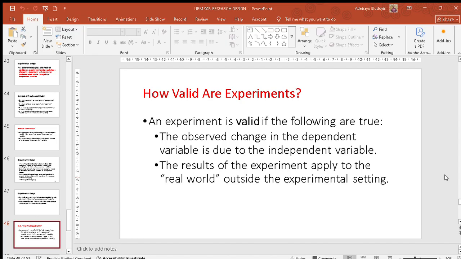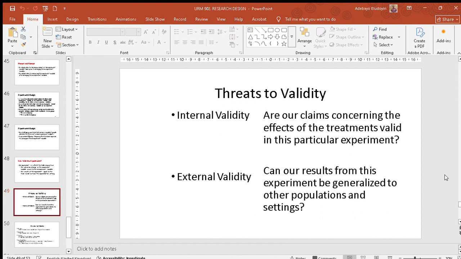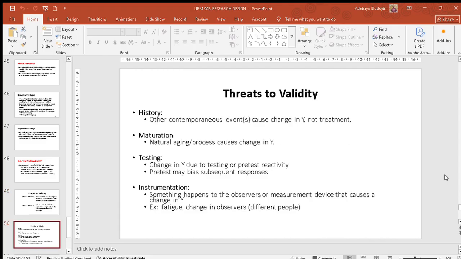And then the other one, where we are comparing to the real world, we have external validity. So there are some factors that actually affect this validity. Asking the question: are our claims concerning the effects of the treatment valid in this particular experiment, and can our result be generalized to other populations outside the setting? And then there are a lot of things we have to think about if we want to test our validity.